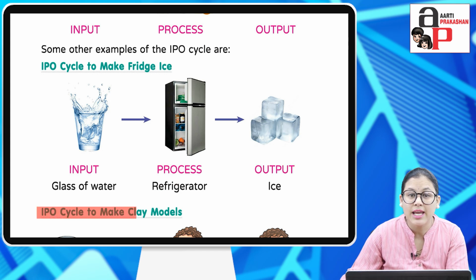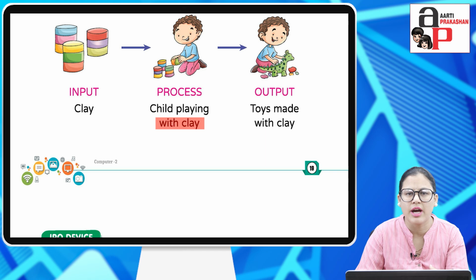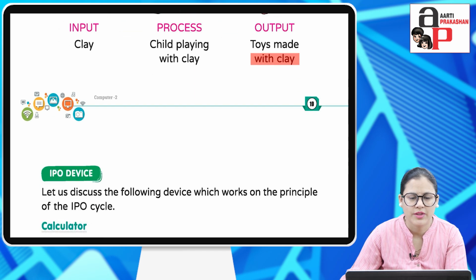IPO cycle to make clay models. Clay is input, then the child plays with clay. We make different kinds of shapes with the help of clay. The process where we are making different products or different shapes is processing. And finally, the output: toys made with clay.